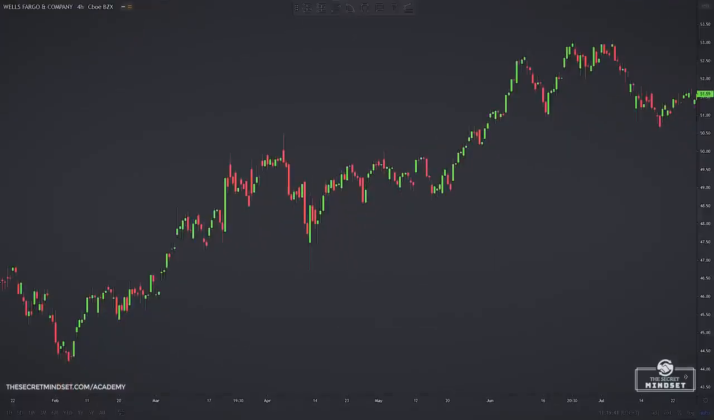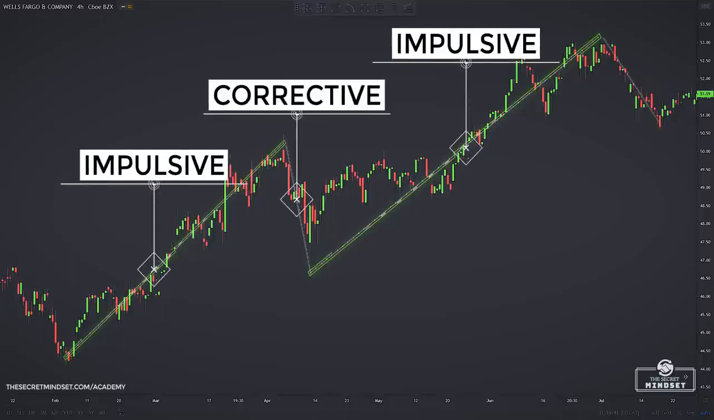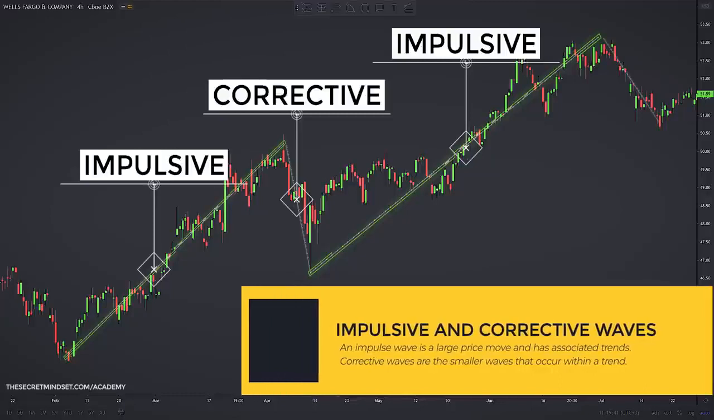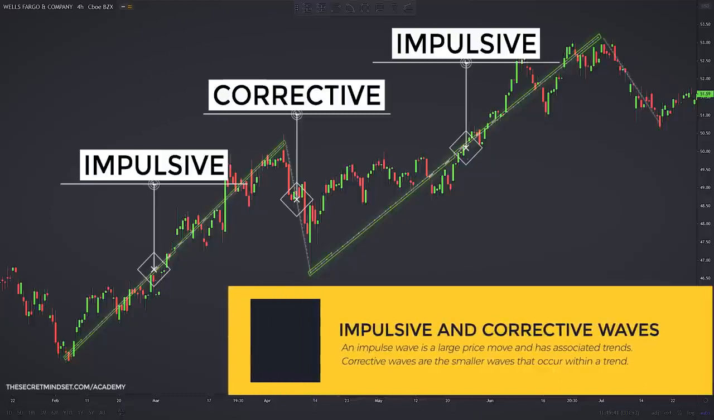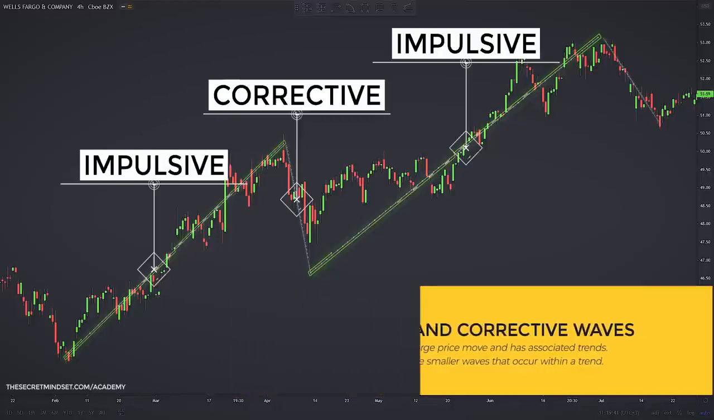Now, prices move in impulsive and corrective waves. Knowing which wave is likely underway and what recent waves were will help you to forecast what the price is likely to do next. An impulsive wave is a large price move and has associated trends. An uptrend keeps reaching higher prices because the moves up are larger than the moves down, which occur between those large up waves. Corrective waves are the smaller waves that occur within a trend.